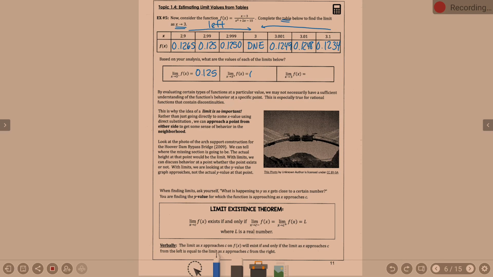So what is this limit? 0.125. Okay? Because it didn't exist at 3, what is 3 going to be? There's going to be a hole at 3. Well, it could be a hole or an asymptote. Well, no, it can't be an asymptote because then it'd be going to infinity or negative infinity. Oh. Make sense? Yep.